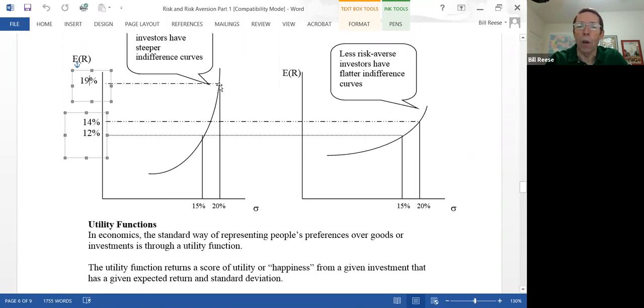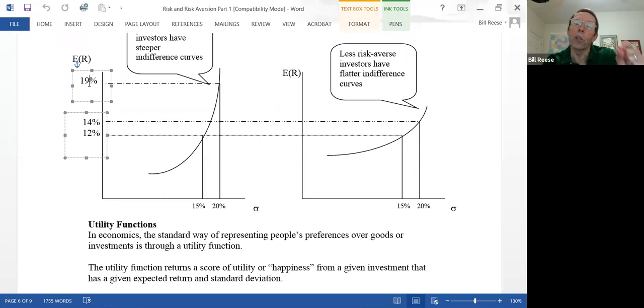Because they're indifferent, they are equally happy at this point, which is on the indifference curve, as they are at this point. So the investor will say, if you want me to increase my standard deviation from 15% to 20%, I'll do it, but you better increase my expected return from 12% up to 19%. Now, that is someone who has a high coefficient of risk aversion, a big A. They're very risk averse.